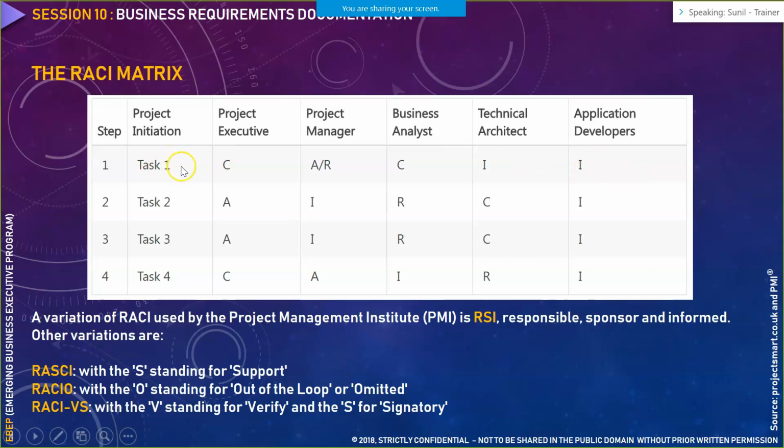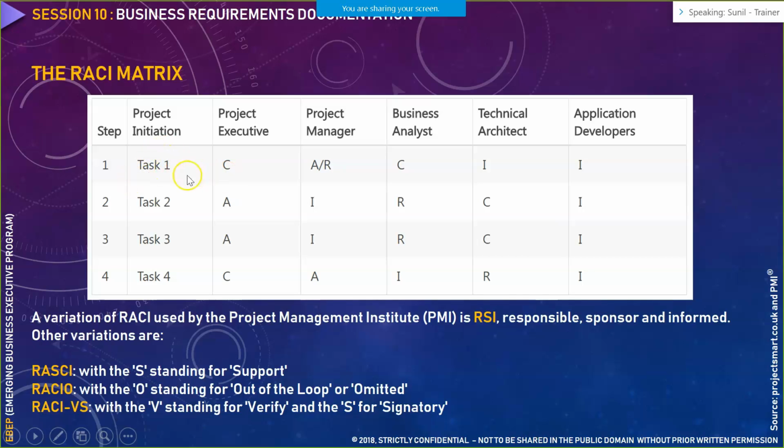So for task 1, project executive is consulted. For task 1, project manager is accountable or responsible. For task 1, business analyst is consulted. For task 1, your technical architect is informed. And for task 1, application developer is informed. Similarly, for task 2, project executive is accountable. Project manager is informed. Business analyst is responsible. Technical architect is consulted. And application developers are informed.